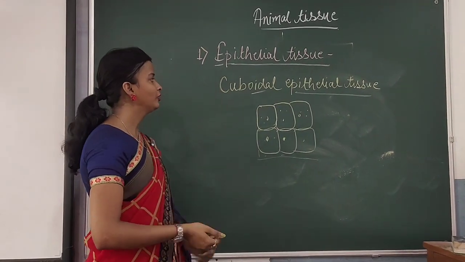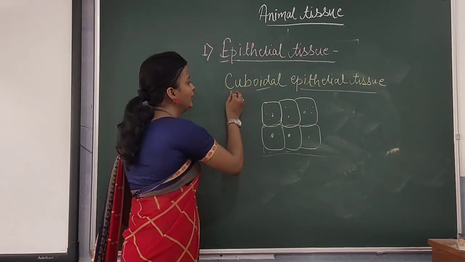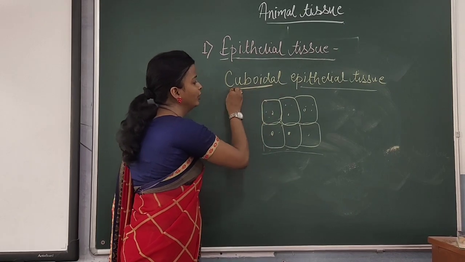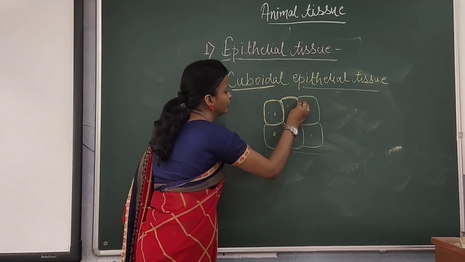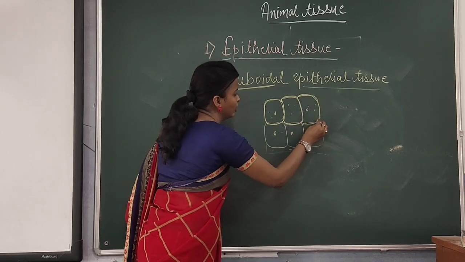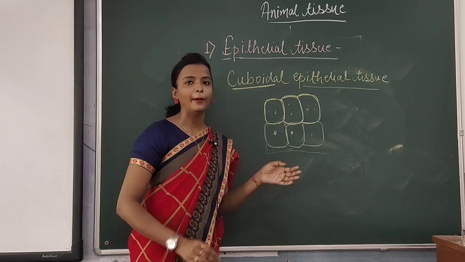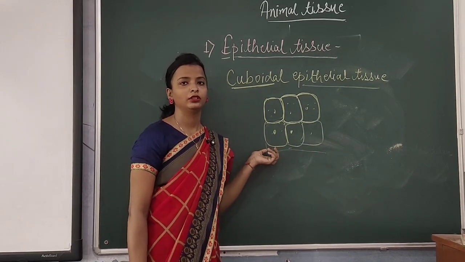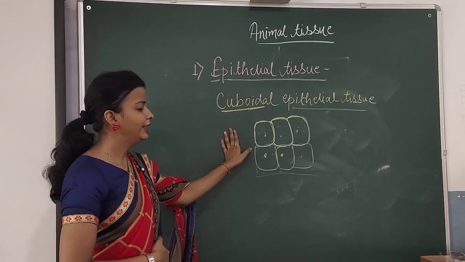So this is the main structure of the cuboidal epithelial tissue, and as you will see, it is derived from the word cuboid. You can see each block is acting like a cuboid. So it is the main structure of the cuboidal epithelial tissue. So this is about the cuboidal epithelial tissue.